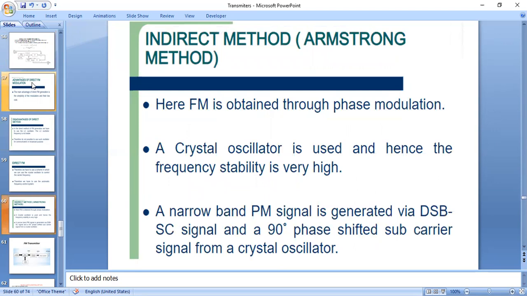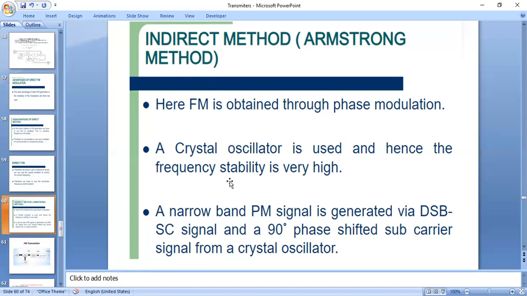And another, indirect method is called the Armstrong method. So this is an indirect method of generation. In this indirect method, first you have to generate the phase modulated signal and then it will be converted into the frequency modulated signal. Means by using phase modulation, we will get the FM here. And we use a crystal oscillator in this. It will produce a very stable frequency and the quality factor is also very, very high.